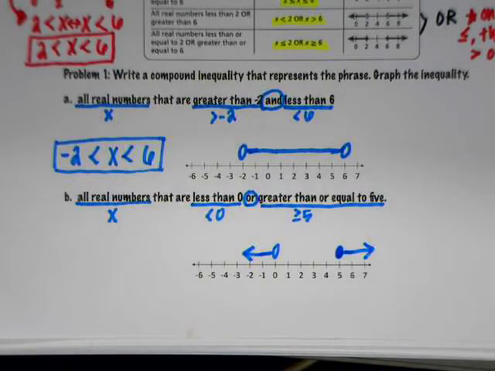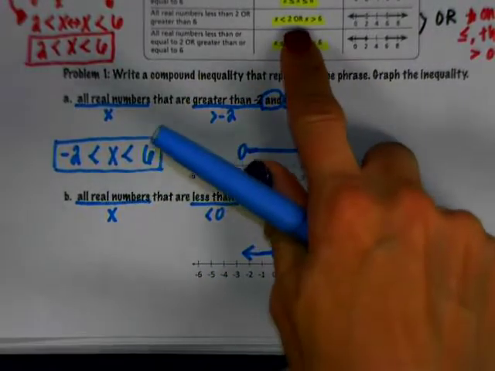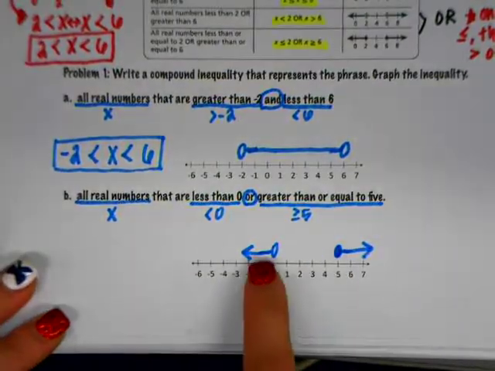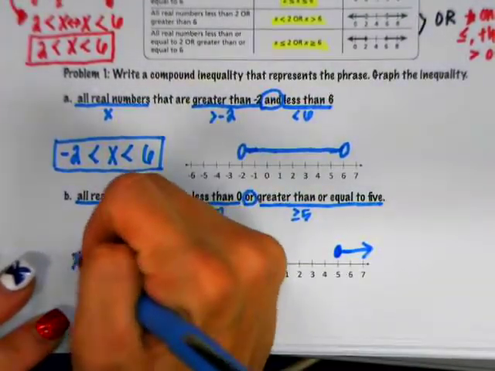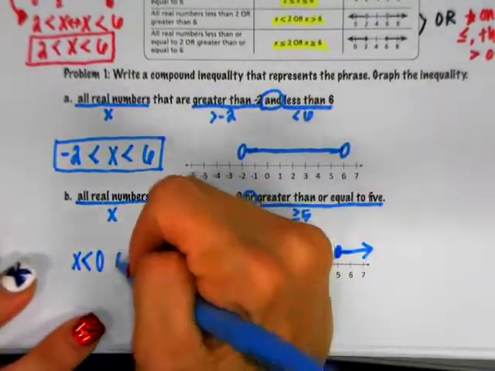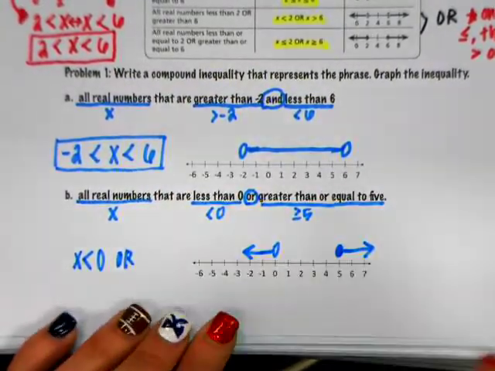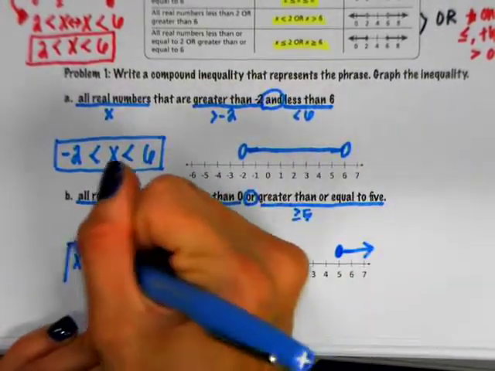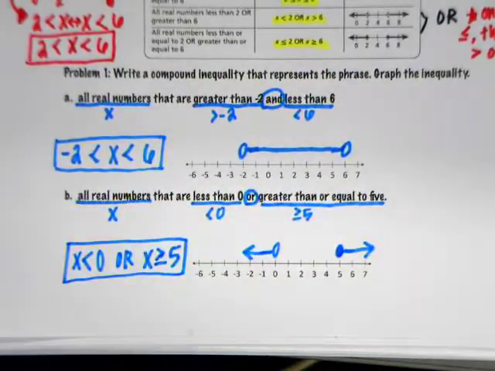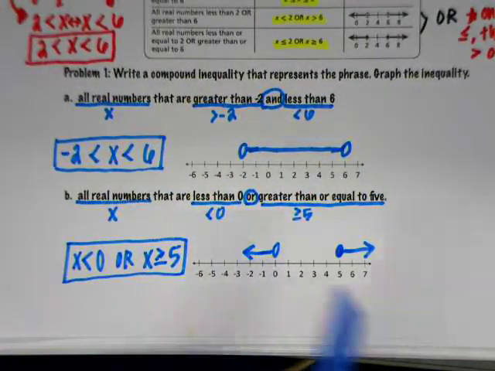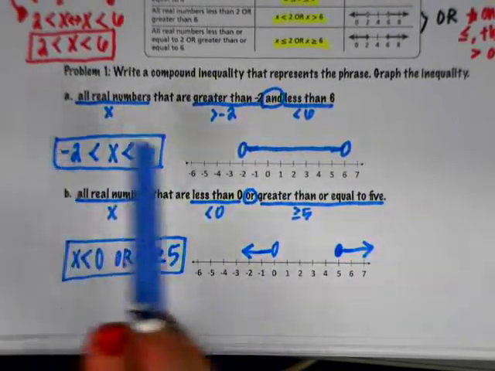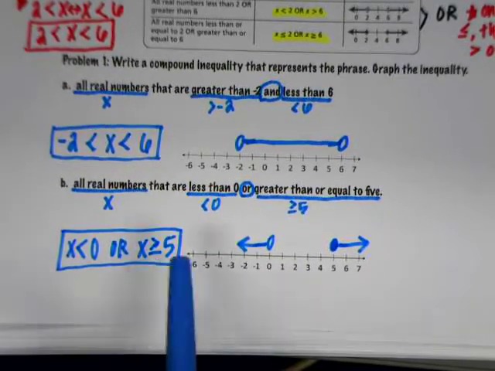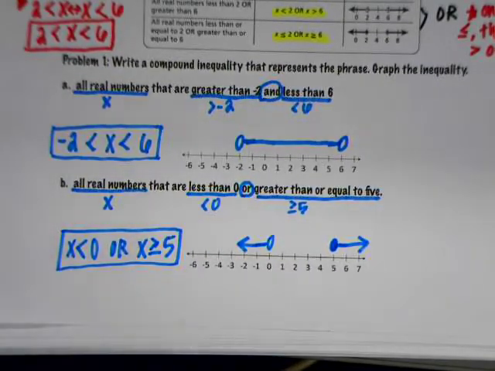And then when you're writing this one out, it's going to be in this form up here. A lot easier. You just keep them separate and put the word or between them. So for this one, x is less than 0, so you do x is less than 0. Or, then this one, x is greater than or equal to 5. So formatting for and, always less than signs, smaller number than bigger number. For or, it's always going to be the less than with the smaller number and then the greater than with the bigger number. Okay? Any questions on that?